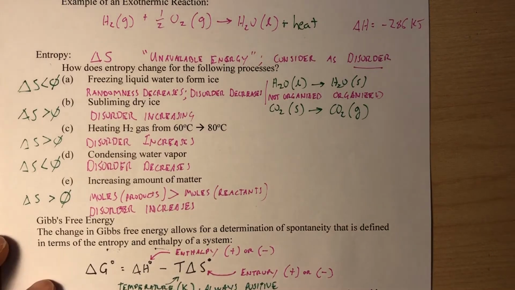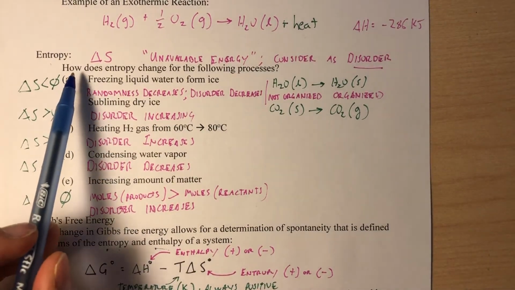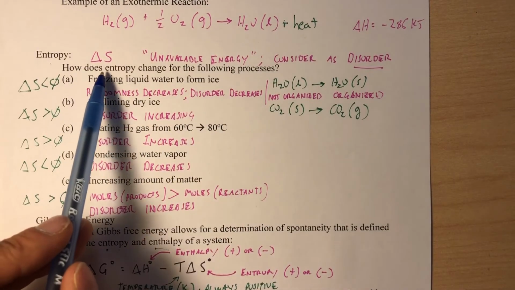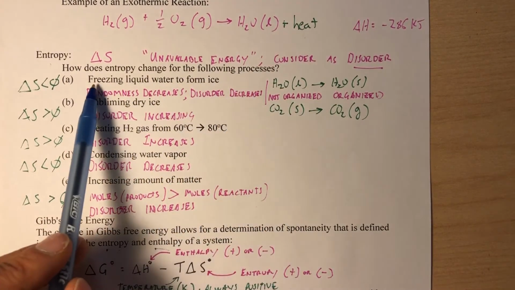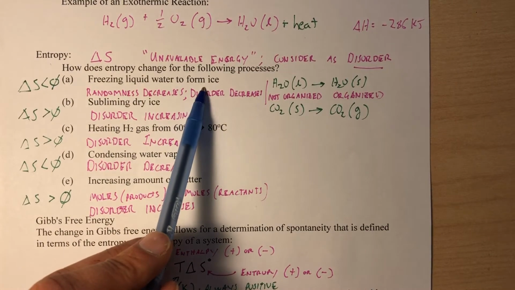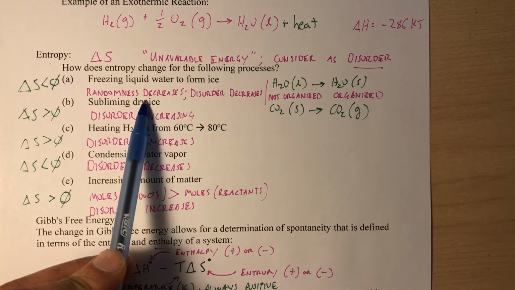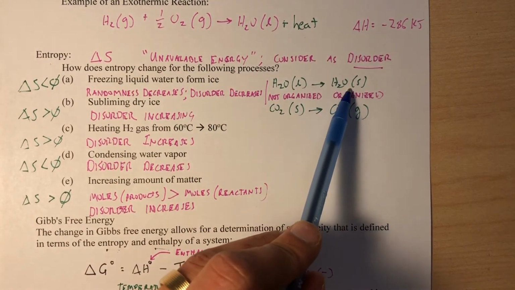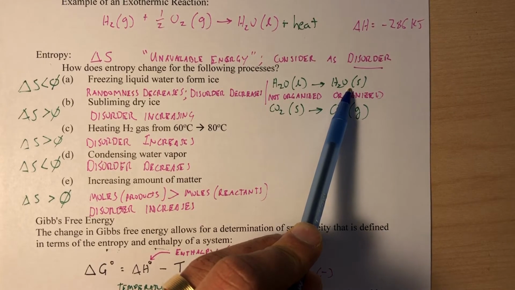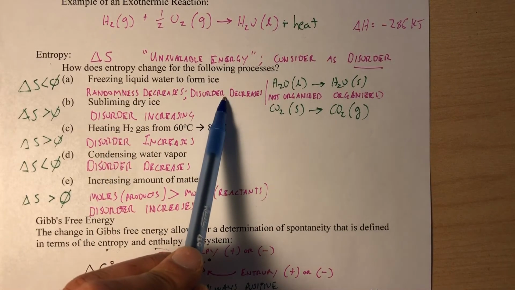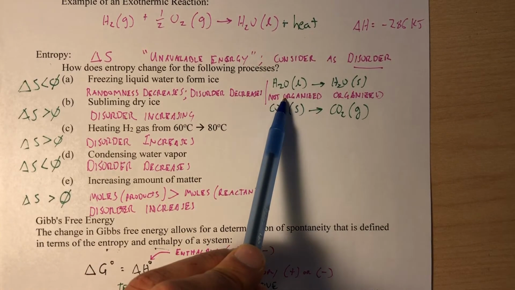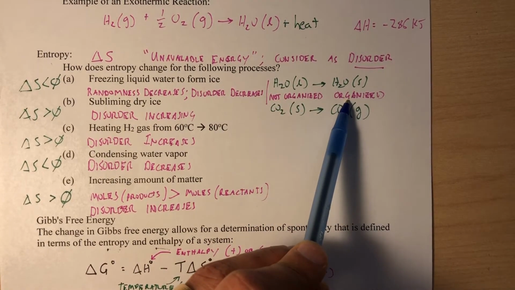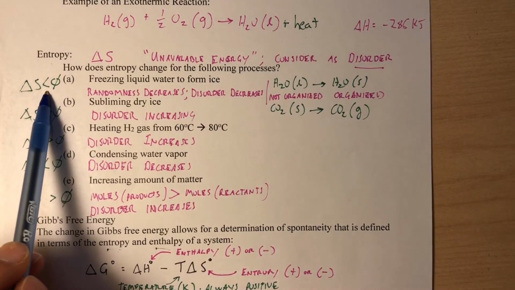So here are a few examples to really understand how disorder is represented. How does the entropy change in the following processes? When you freeze liquid water to form ice, randomness is decreasing. We have liquid water that is flowing all over the place, and we're forming a three-dimensional, very structured, ordered solid, ice. So if randomness is decreasing, that must mean that disorder is decreasing, because we're going from something that's not organized to something that is highly organized. So delta S is going to be negative. It's going to be less than 0 in that situation.